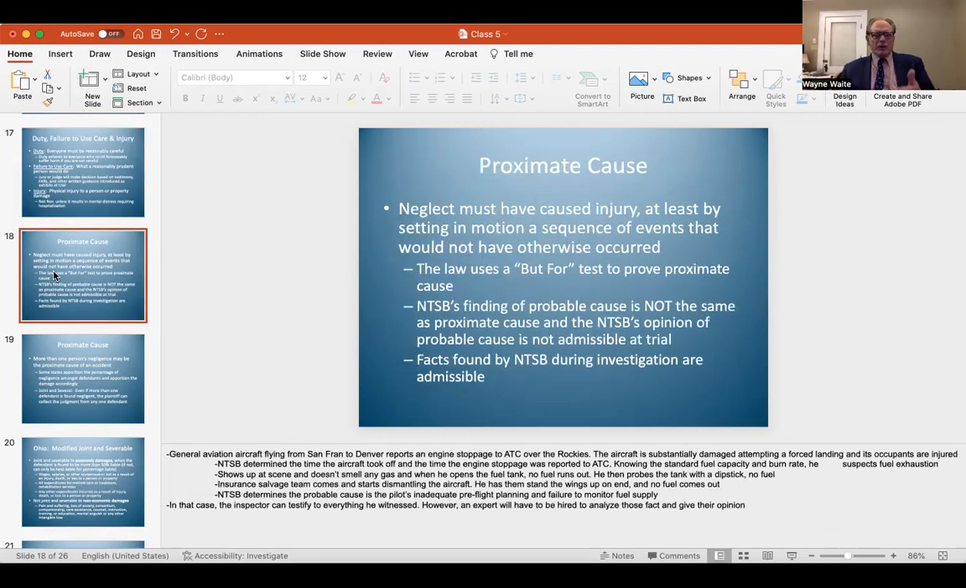So, and this is just more on proximate cause. The neglect must have caused the injury, at least by setting in motion a sequence of events that would not have otherwise occurred. So the law can use a but-for test to prove proximate cause. And then we get into this business of, well, what about the NTSB's findings of probable cause? So the NTSB's process of finding probable cause is not the same as a courthouse, either in the federal building or in the common police court here in Montgomery County.